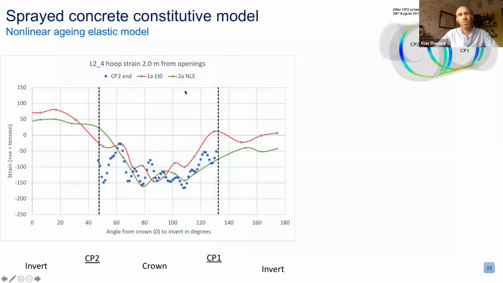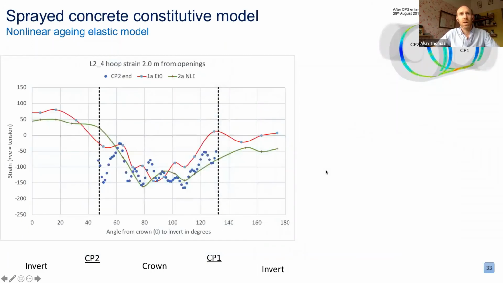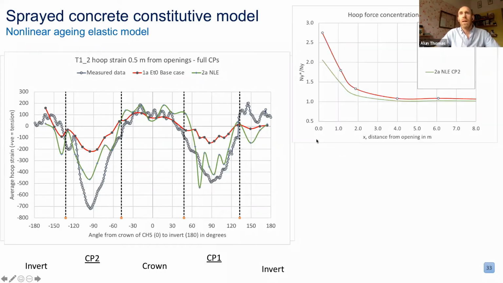Firstly, the nonlinear elastic model. So again, I'm going back to looking at these loops. If I can go back a step, this is 2 meters away, and it's pretty similar to the base case and the readings. That sounds good. If we look at the results at 0.5 meter, being inherently a softer model, the nonlinear model softens as you stress the concrete. We get more strain, and that seems to fit the measured data better. So this is looking at this loop in the hoop direction.